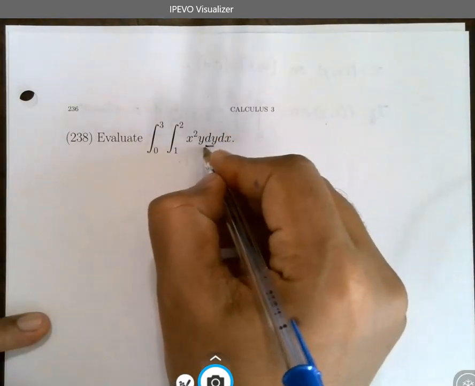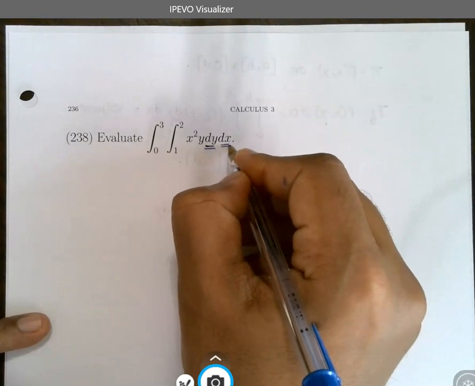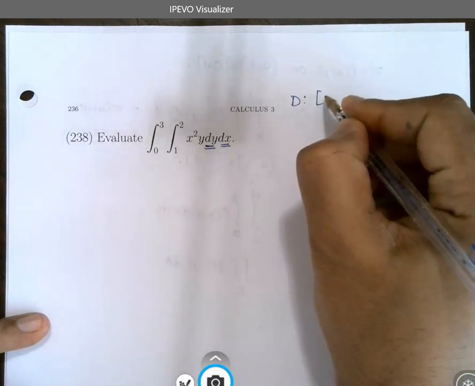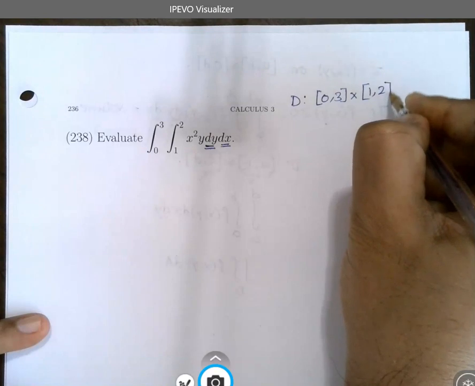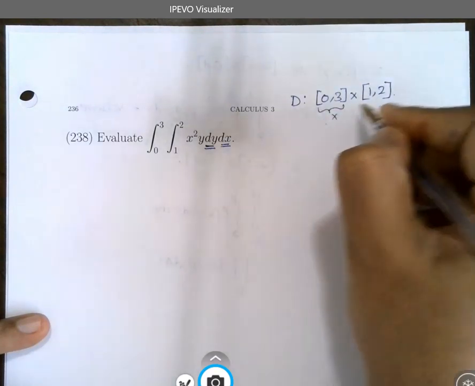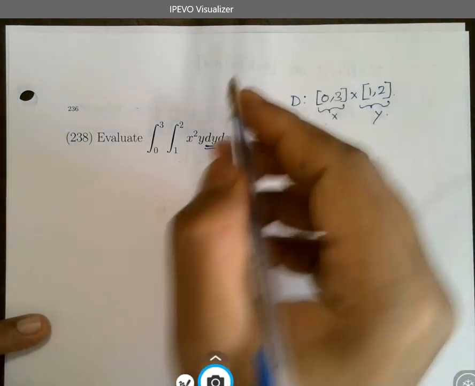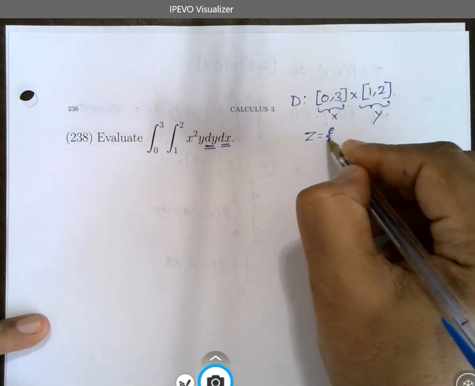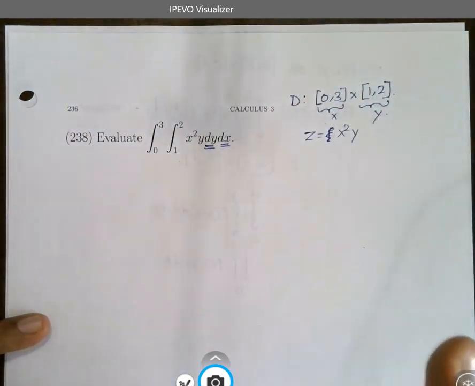Okay, so here what happens is you are integrating this. First you are integrating with respect to dy, and then with respect to dx. So the domain for this problem is going to be [0,3] cross [1,2]. This is the domain of the x variable, this is the domain of the y variable. First remember that. And you are trying to find the volume of the function z equals x squared y on this domain.